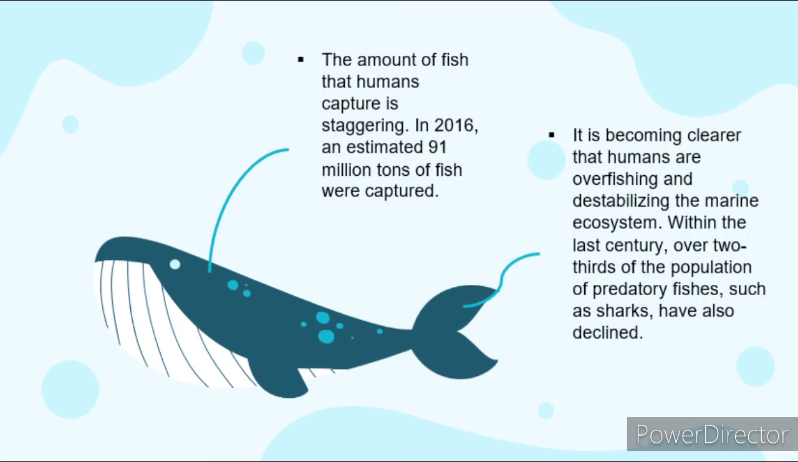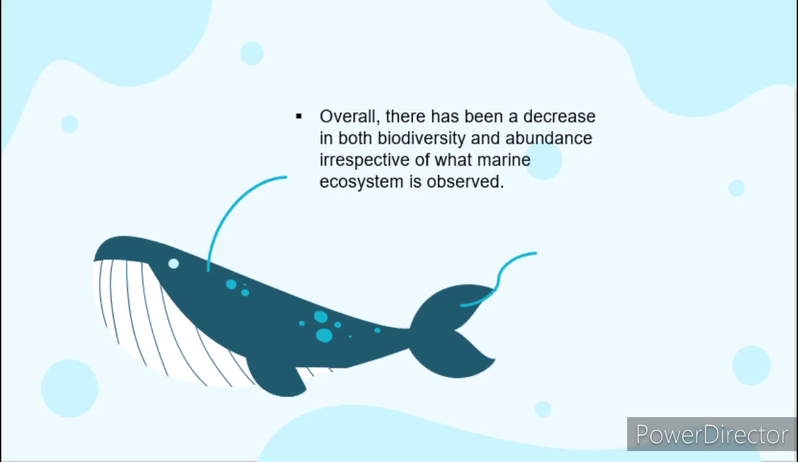The amount of fish that humans capture is staggering. In 2016, an estimated 91 million tons of fish were captured. It is becoming clear that humans are overfishing and destabilizing the marine ecosystems within the last century. Over 2/3 of the population of predatory fishes, such as sharks, have also declined. Overall, there has been a decrease in both biodiversity and abundance irrespective of what marine ecosystem is observed.